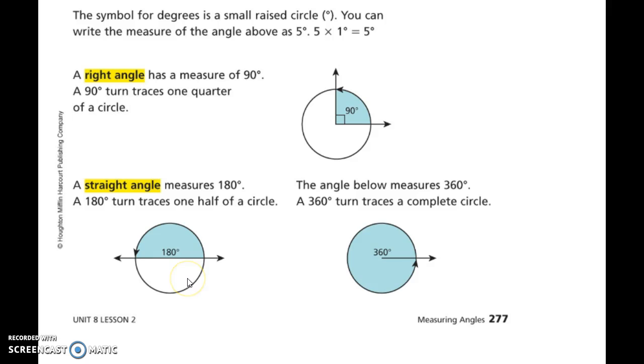Now, as you can notice, this little thing right here, and this one, they all mean degree. So that is our little symbol that we will use anytime we are talking about a degree of an angle. So you will have to write it that way. So if you can see right here, this one said 5 times 1 degree. You'd get 5 degrees.